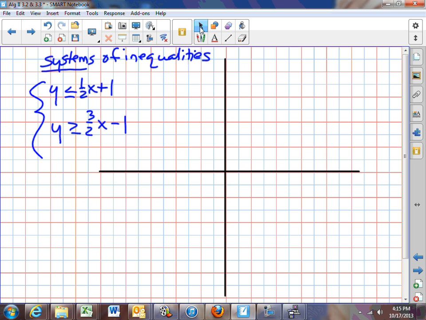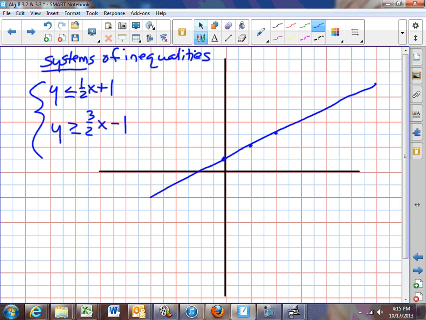The first one, y is less than or equal to 1/2 x plus 1. What we're going to do there first, again, is think of the line that's the edge, and that's y equals 1/2 x plus 1. Well, that is a line that goes through 1 on the y-axis, and it has a slope of 1/2. So we go up 1 over 2 to get another point, and we could continue on that way. And so this would be the line that would be the edge of that half plane. Now notice I've drawn it as a solid line because the or equal to is included.